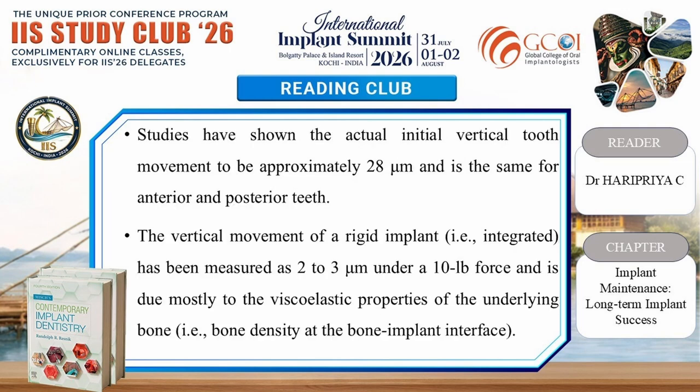Studies have shown the actual initial vertical tooth movement to be approximately 28 micrometers, and it is the same for anterior and posterior teeth. The vertical movement of a rigid implant that is integrated has been measured as 2 to 3 micrometers under 10-pound force and is due mostly to the viscoelastic properties of the underlying bone, that is, bone density at the bone implant interface.